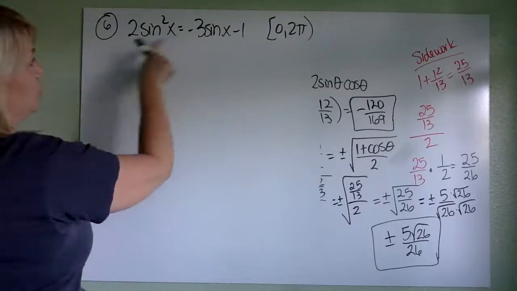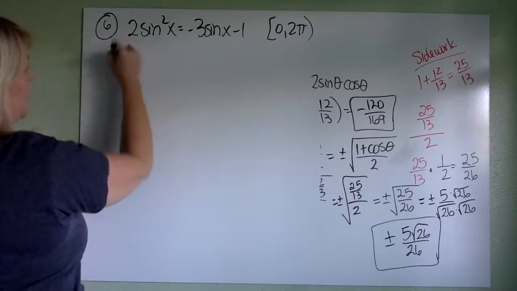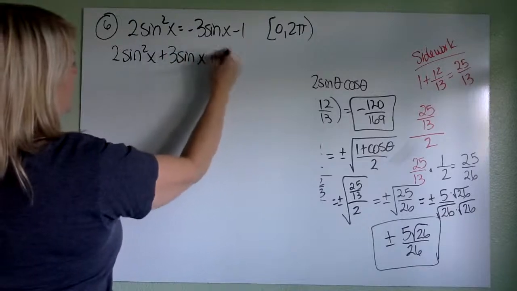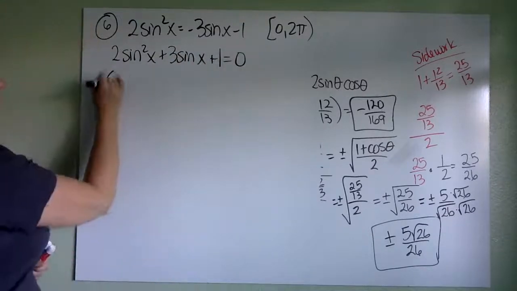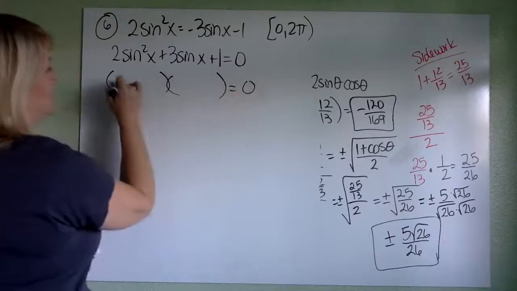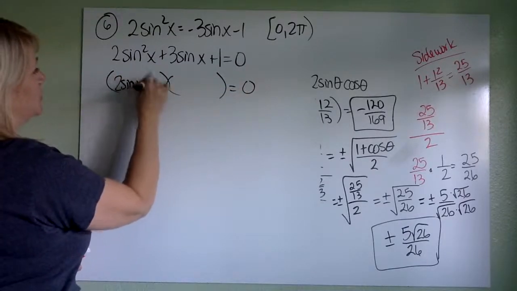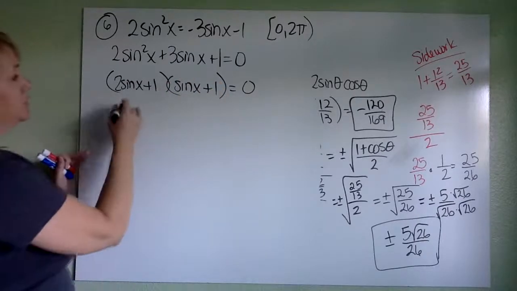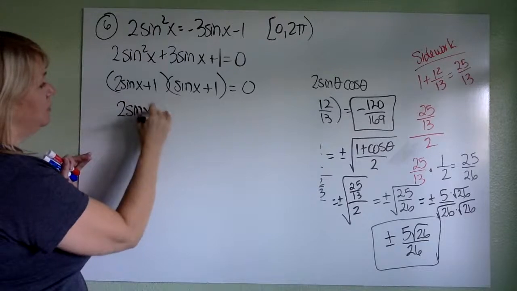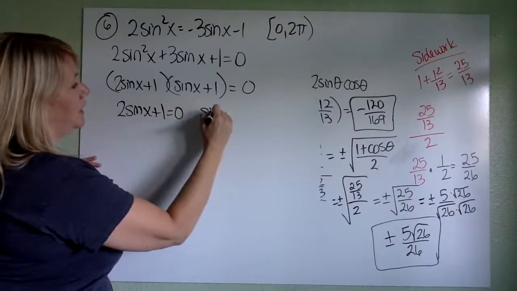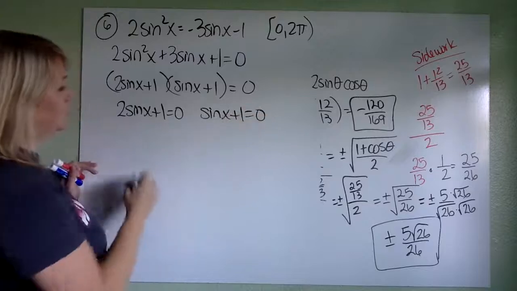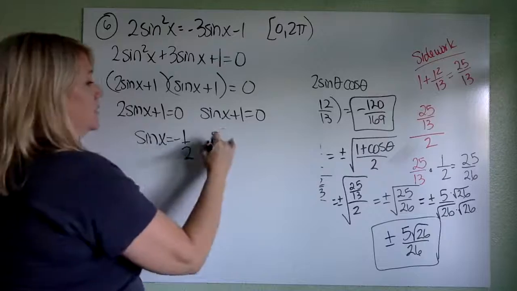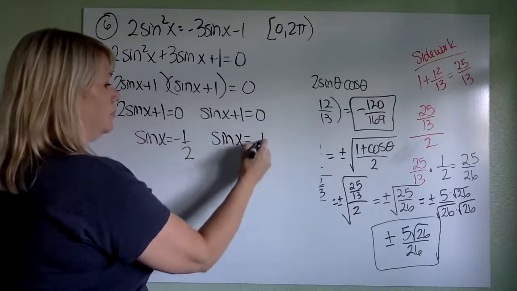So we solve by first moving the 3 sine x and the 1 to the other side. 2 sine squared x plus 3 sine x plus 1 equals 0. And then we factor this to (2 sine x plus 1)(sine x plus 1). And we solve each of those little equations. 2 sine x plus 1 equals 0. Sine x plus 1 equals 0. And here we get the sine of x equaling negative 1/2. And here we get the sine of x equaling negative 1.